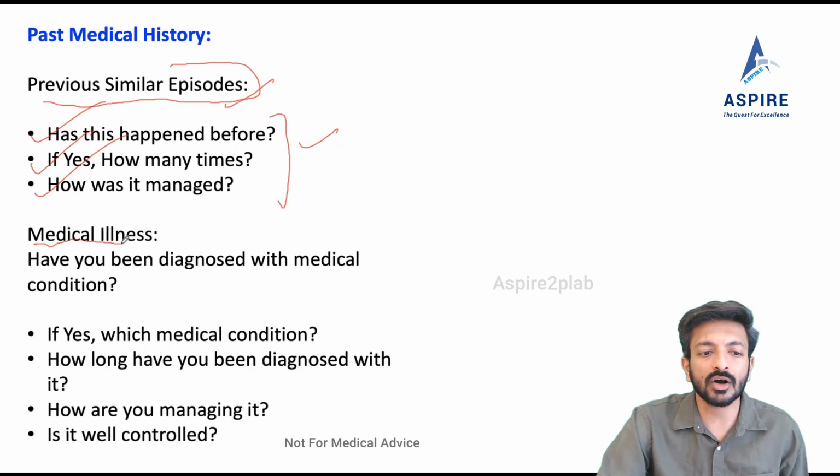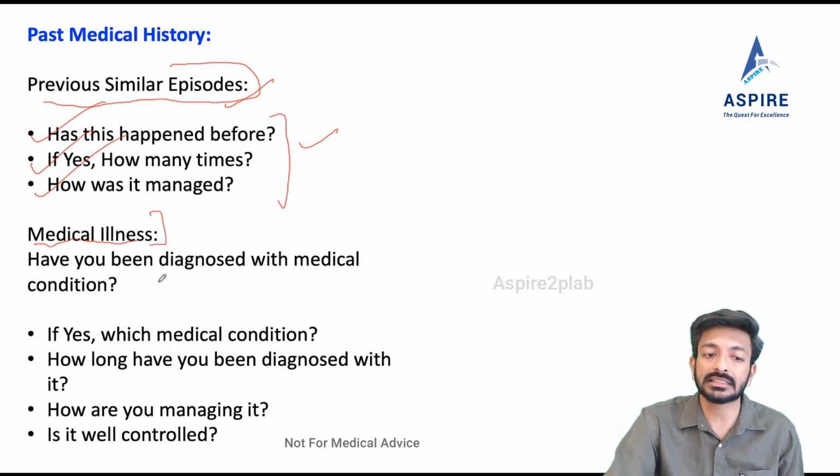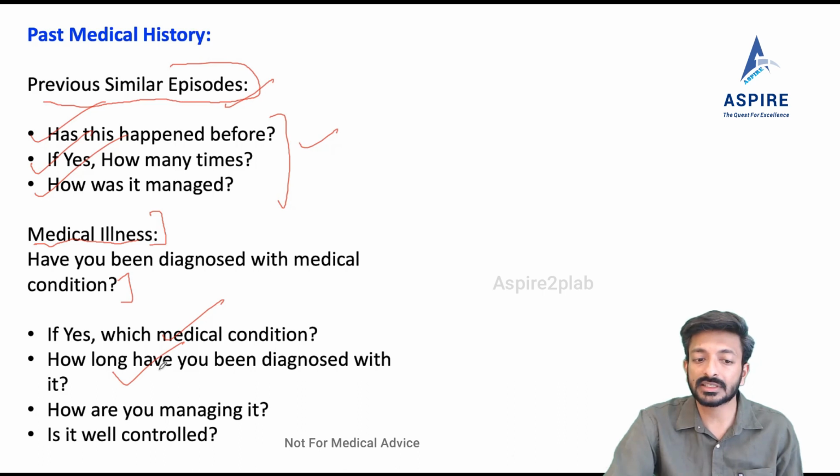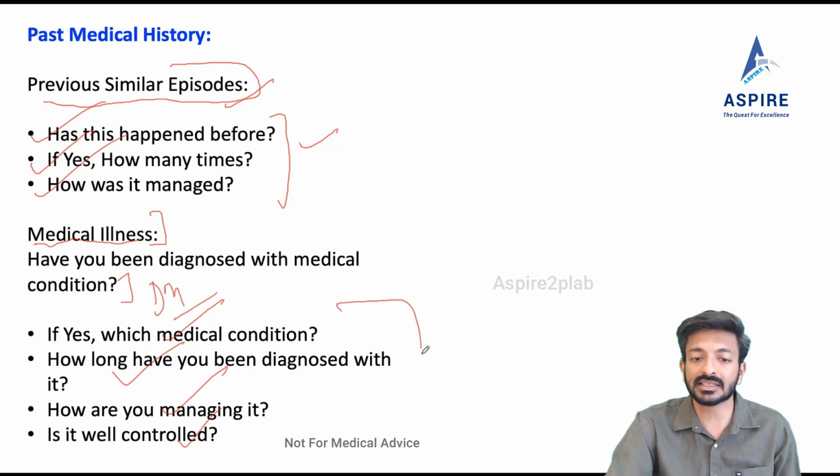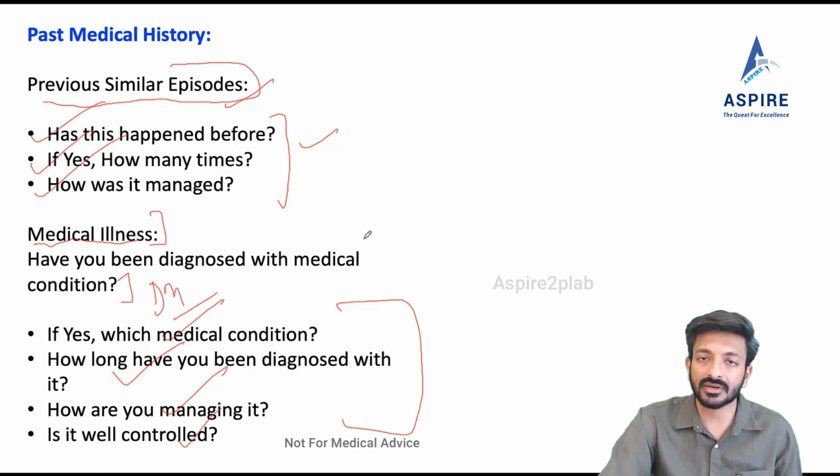We need to ask about medical illness. It's very important. Have you ever been diagnosed with any medical condition? If yes, we will ask which medical condition, how long they have been diagnosed with that medical condition, how they are managing it, and if it is well controlled or not. For example, the patient said, yes, I've been diagnosed with diabetes. So we'll be asking about all these things: for how long, how you are managing it, are you checking it regularly, is it well controlled, do you have any symptoms of it? So we'll be asking lots of things regarding that particular medical illness.